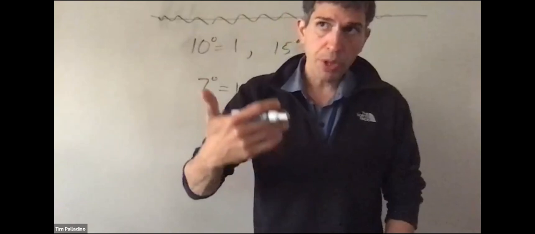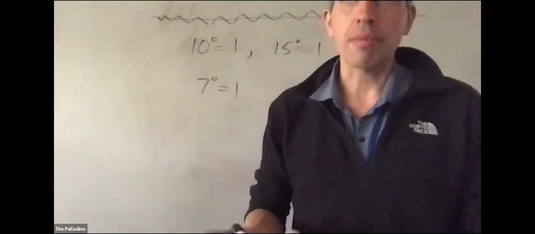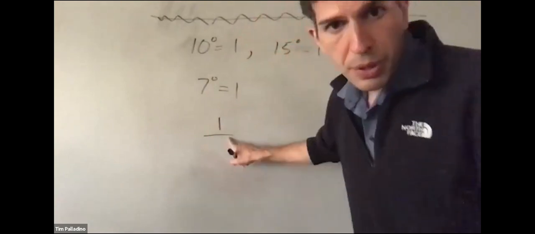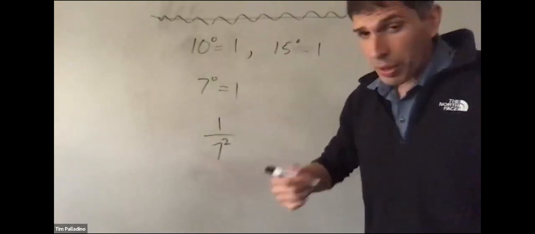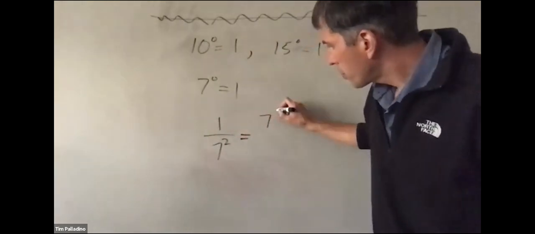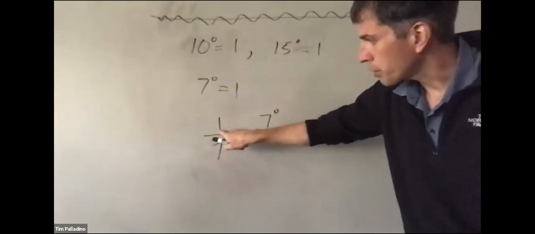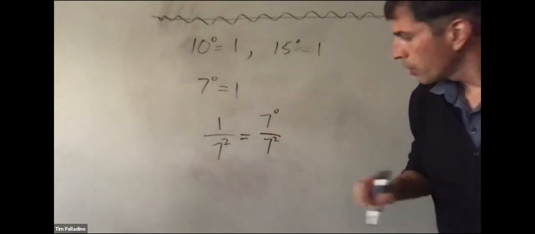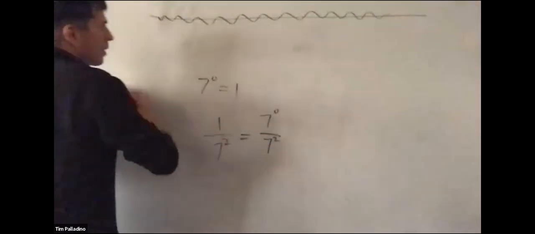Anything to the 0th power is the number 1, except for infinity, because infinity is not a real number. So if I were to write 1 over, say, 7 squared, one way to think of this, to help you understand, is that it is like 7 to the 0 power, because 7 to the 0 power is 1. So I can rewrite that like this, okay?